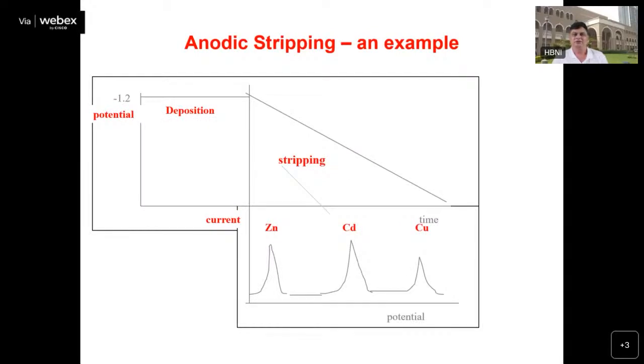You will get a current versus voltage graph, against potential, and then you will get the concentration of the zinc, cadmium, and copper. As per the knowledge of the reduction potential, you can do the qualitative as well as quantitative analysis of the zinc, cadmium, and copper.